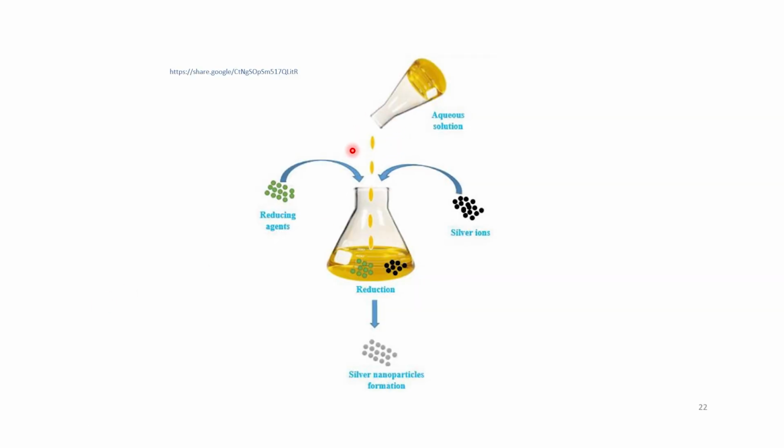So that's a crude picture. We are putting an aqueous solution, a reducing agent, and a silver metal solution, and reduction happens over here. At first nuclei will be obtained, and then deposition will occur on those nuclei. Then you put a capping reagent, and you will obtain your silver nanoparticles as desired.